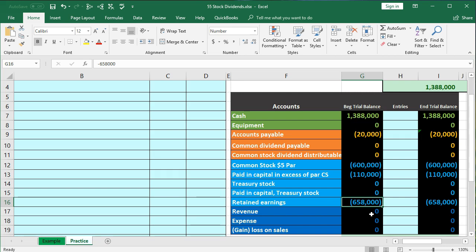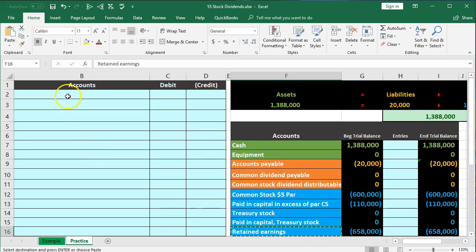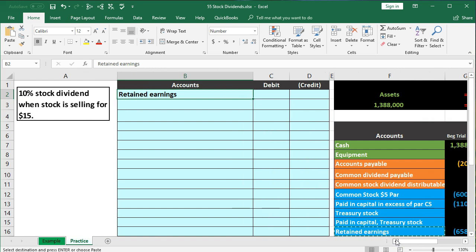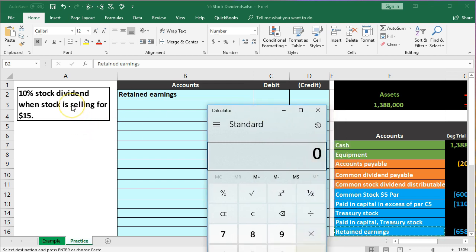Okay, so we're going to take that and reduce it. So we're going to debit retained earnings. It has a credit balance. We're going to do the opposite thing to it, debit it. So I'm going to copy that. We're going to put that up top in B2, right click and paste 1, 2, 3. Now, what's going to be the amount that we debit it for? We're going to take out the trusty calculator, and it says it's a 10% stock dividend. So first question is how many stocks are outstanding?